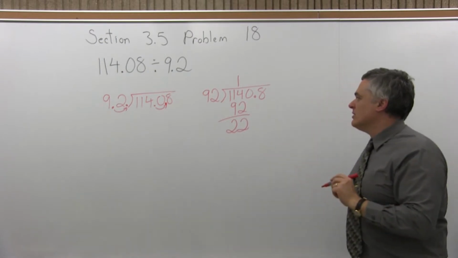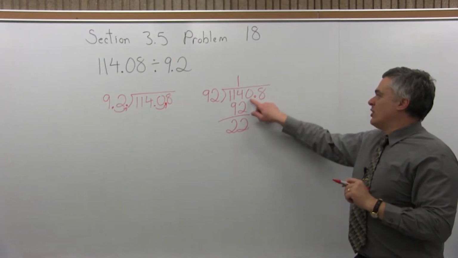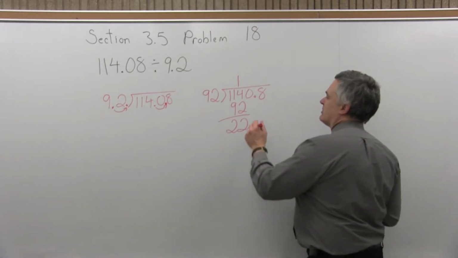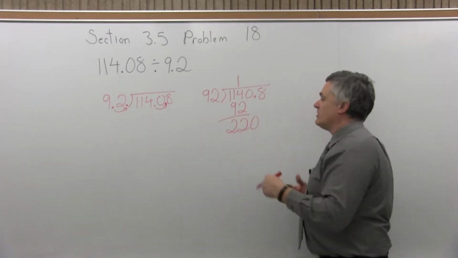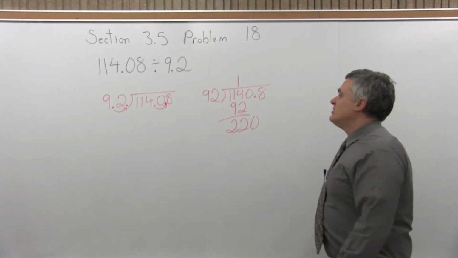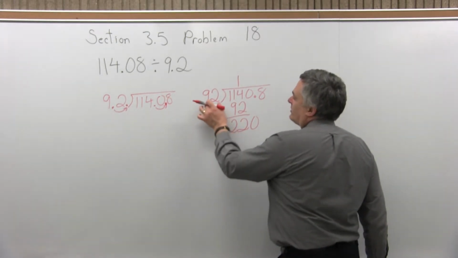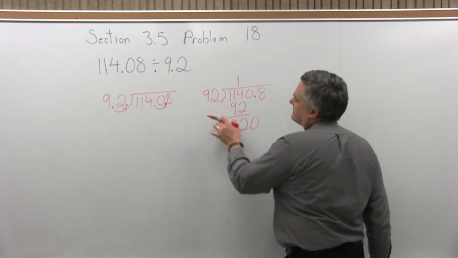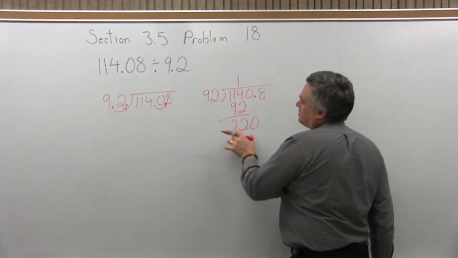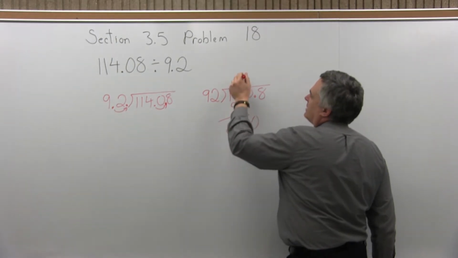So I have 22. Now, I'll go back to the top, move over one digit to the right. I have a 0. Bring that straight down next to the 22. The 22 with a 0 after it becomes 220. 92 into 220, where this is almost 100, I can see it would be 2. So 2 times almost 100 is almost 200. Times 3 would be too big. It would be almost 300. So I'll use a 2.